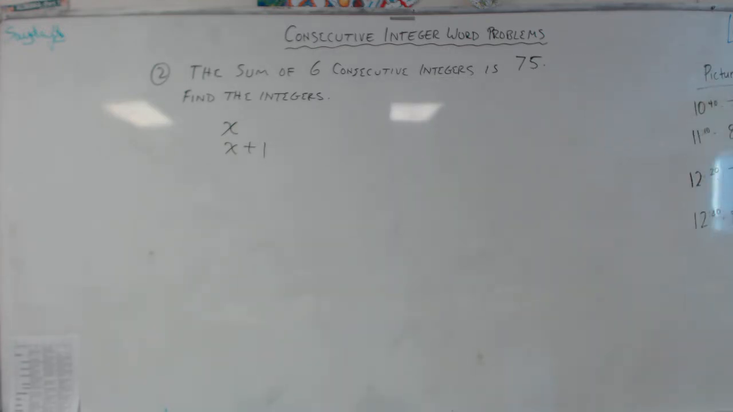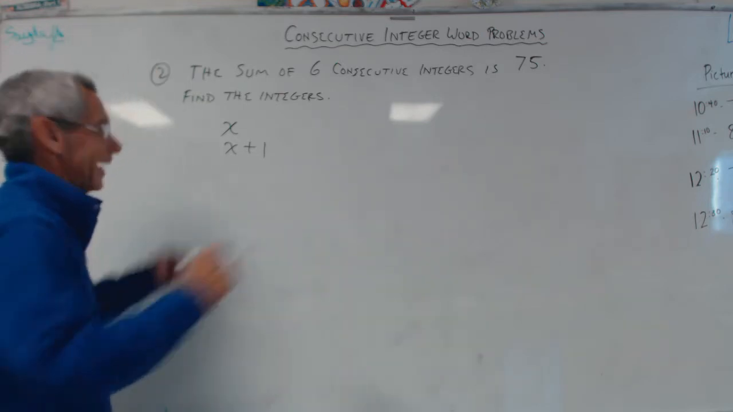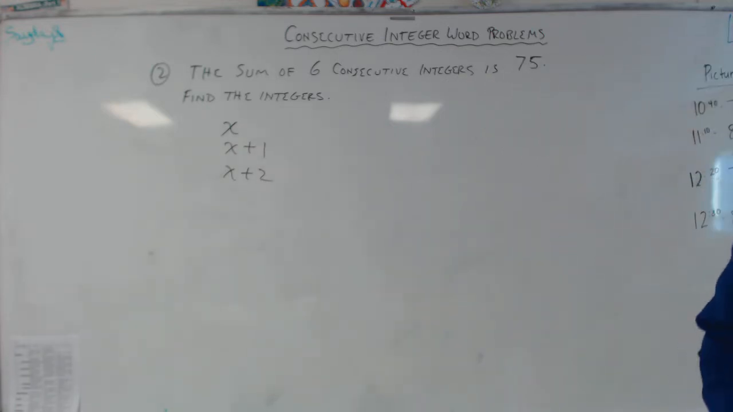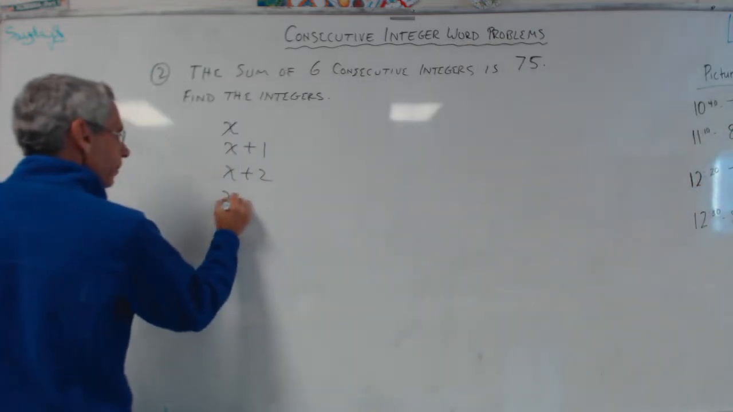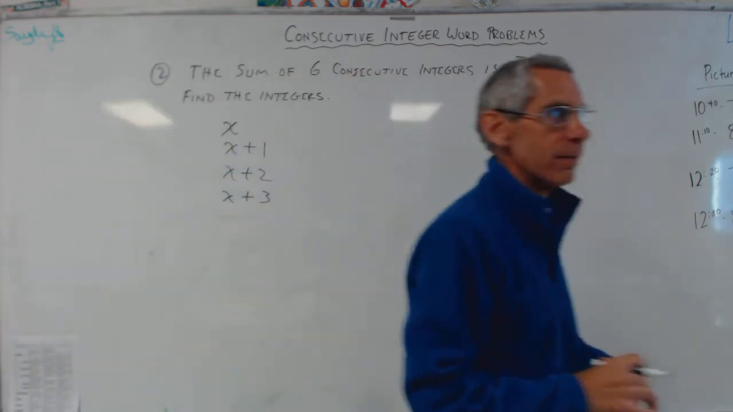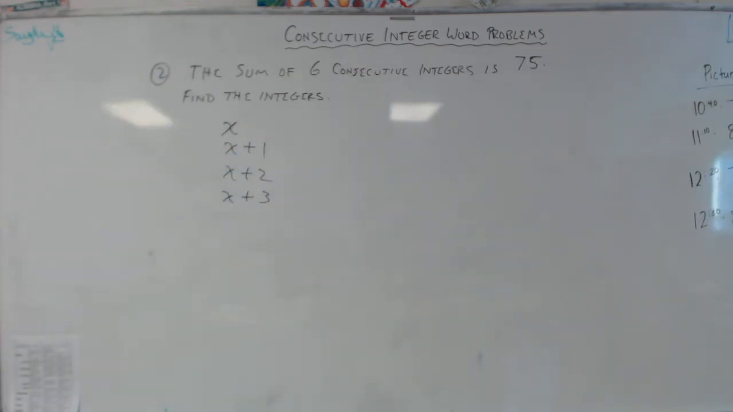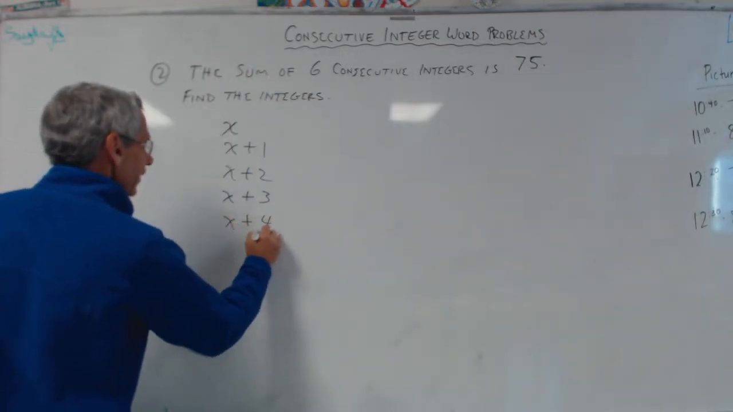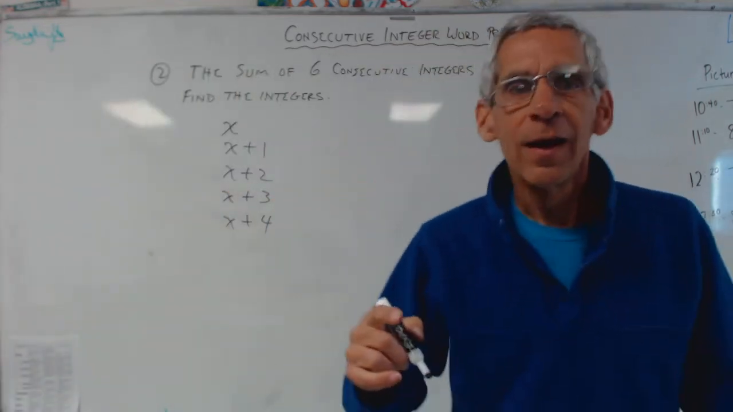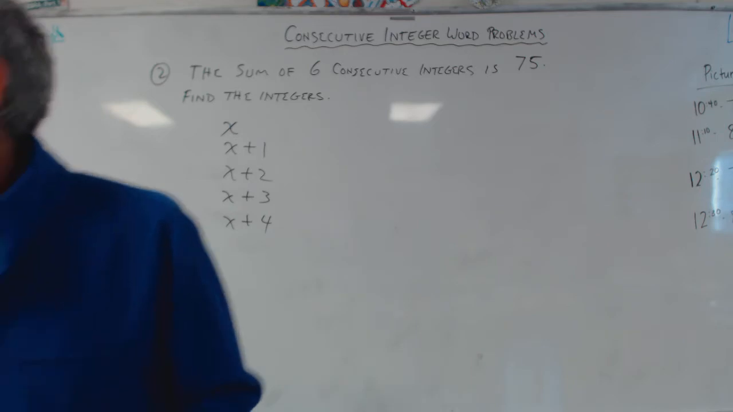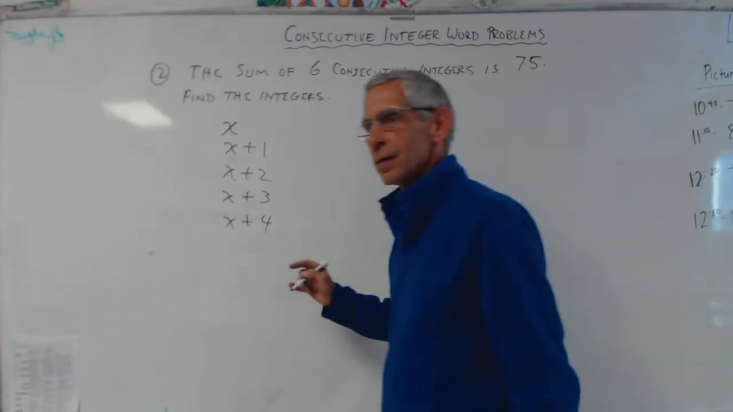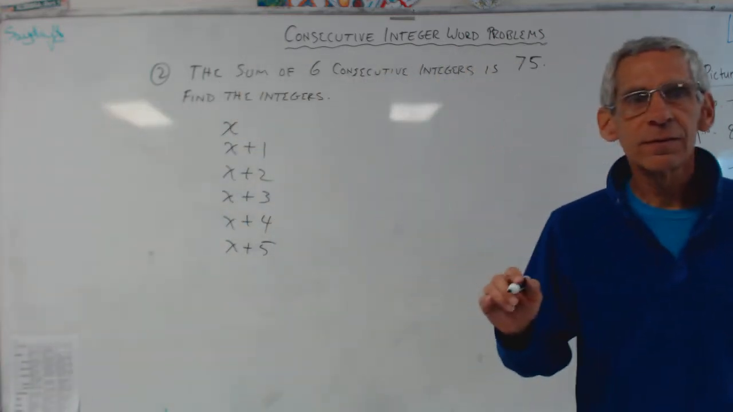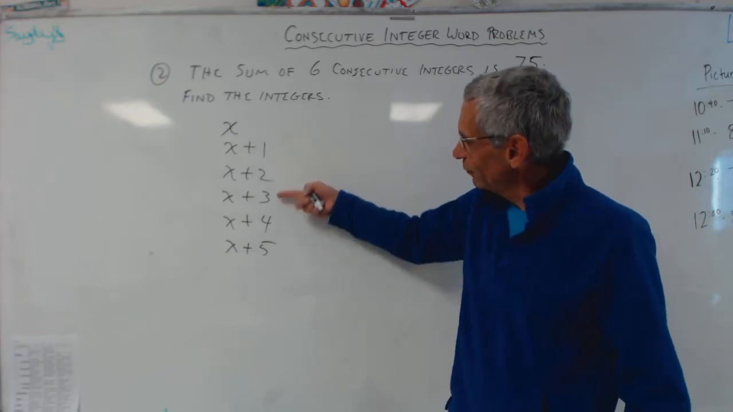Zoe, what's the next one? X plus 2. My gosh, that's awesome. Okay, somebody else. How about Brisa? X plus 3. Okay, and then the next one. Hazel? X plus 4. All right. And then the next one. Logan? X plus 5. Okay, and then the next one. There is no next one. 1, 2, 3, 4, 5, 6.